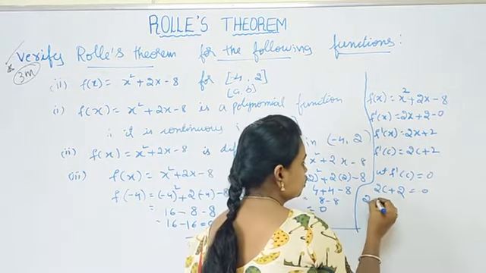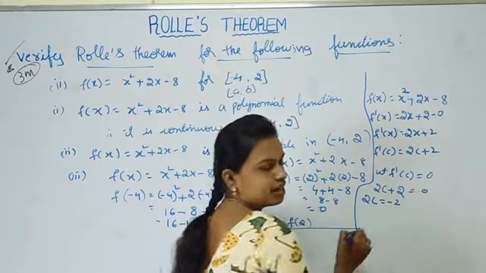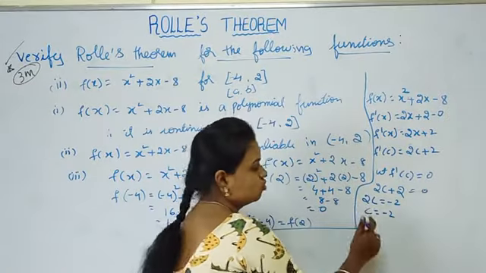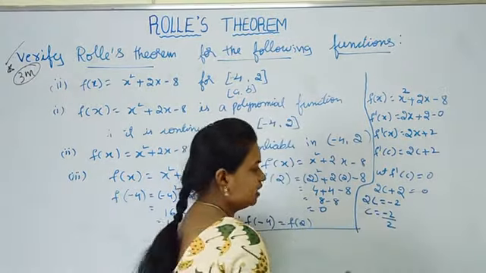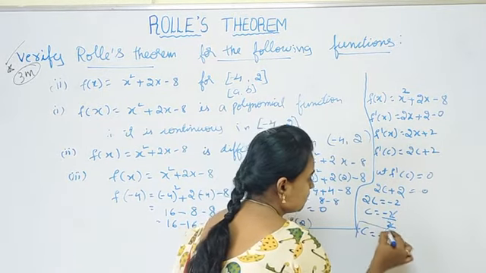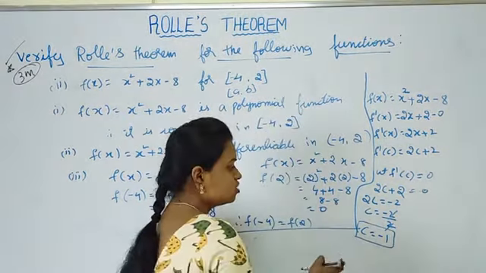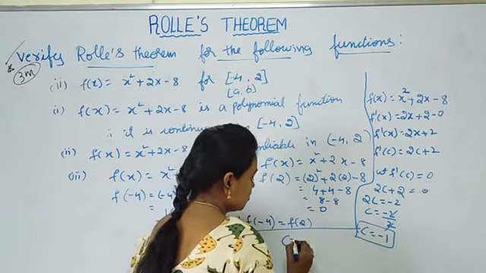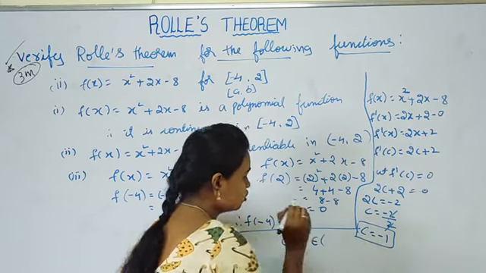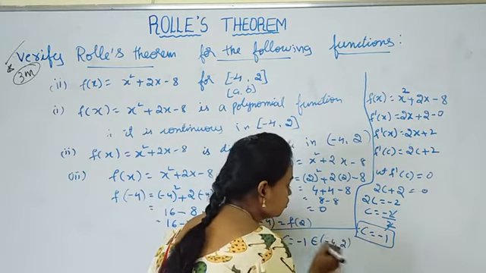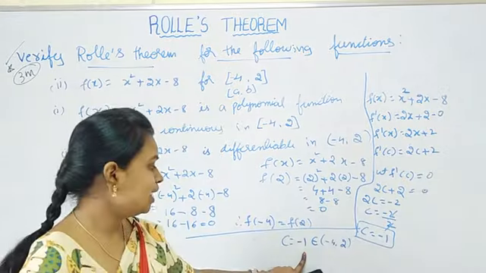Simplify this one. 2c is equal to -2, or c is equal to -2 by 2, when this 2 comes to the denominator. 2 gets cancelled. c is equal to what? -1. And also, c belongs to what? c is equal to -1, and -1 belongs to the open interval. What is the interval here? -4, 2.